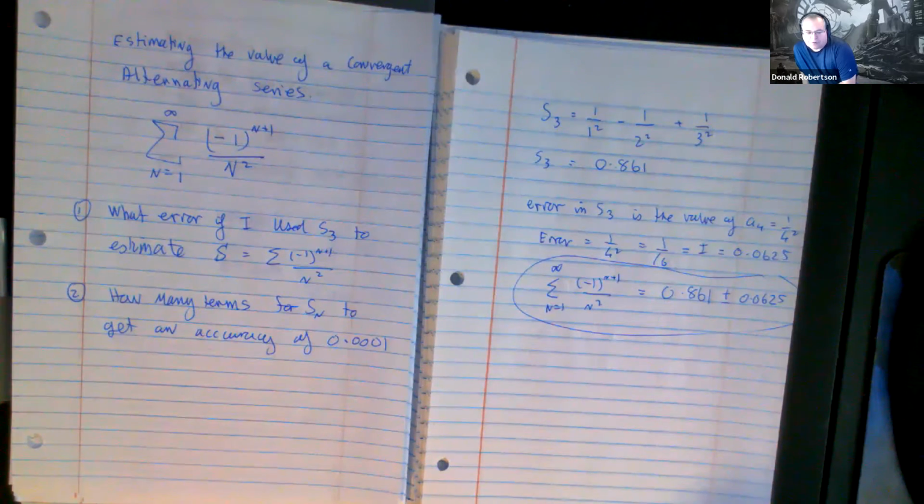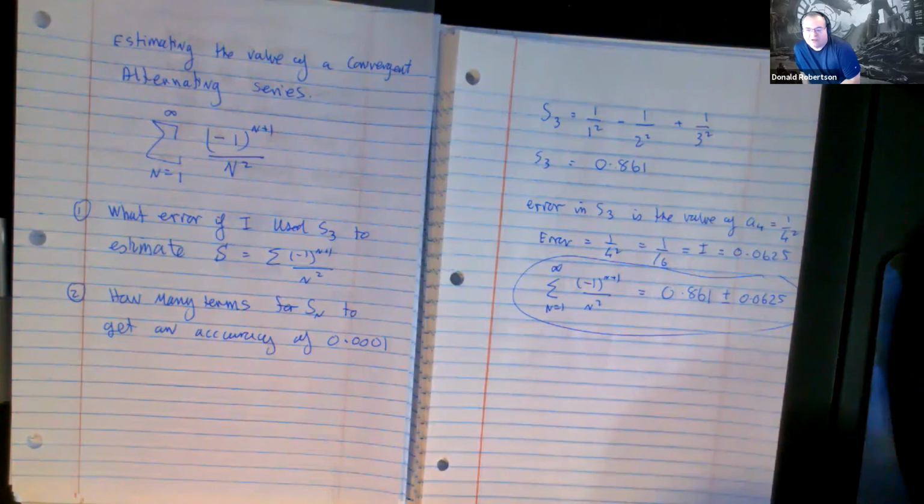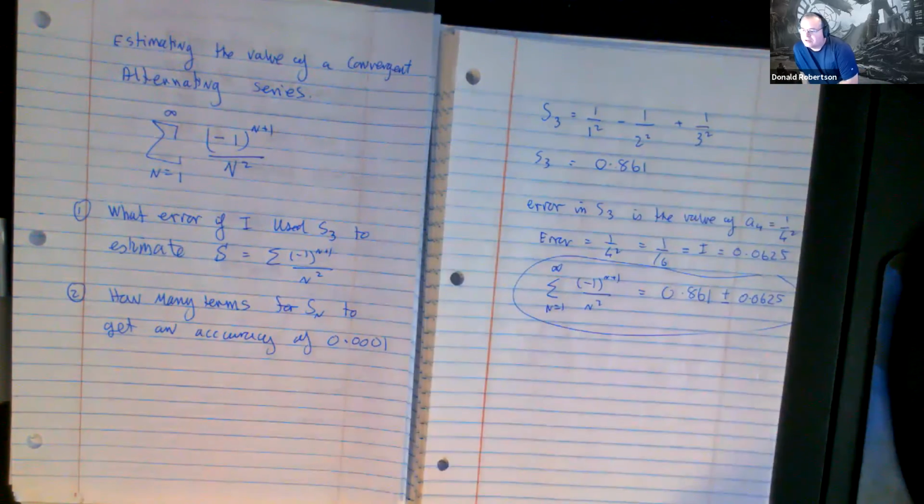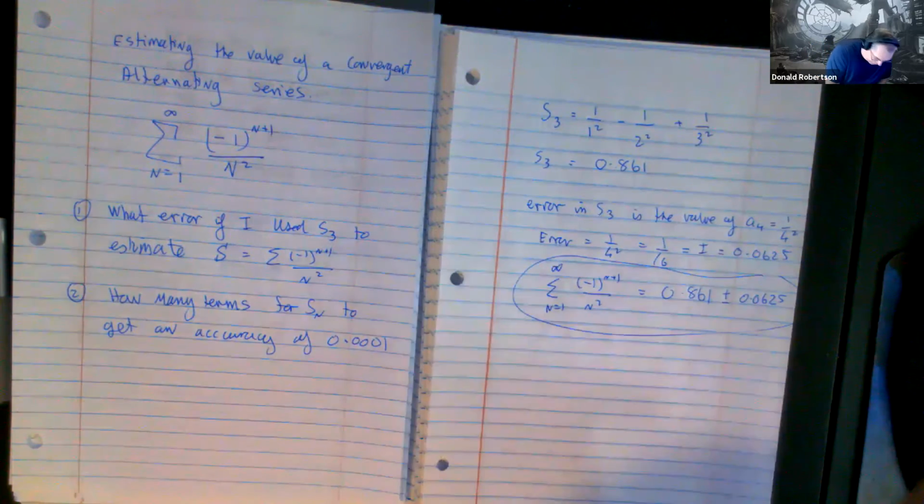Are you happy with how you answer the question, what's the error if I used S5? Right, if I said, what's the error if I used S5, wouldn't you pick 1 over 6 squared? What's the error if I used S100? Wouldn't you pick 1 over 101 squared in this question? So that's stage 1 done.